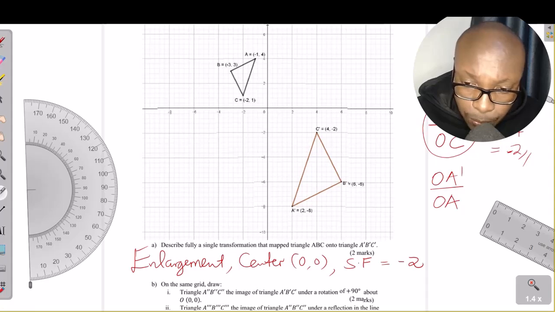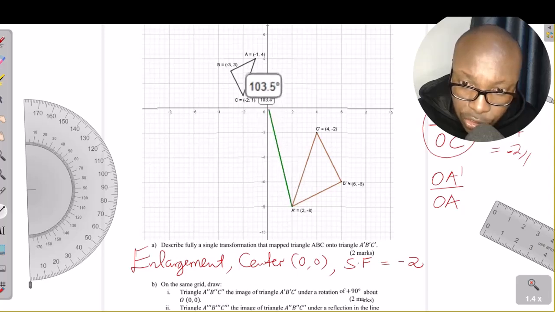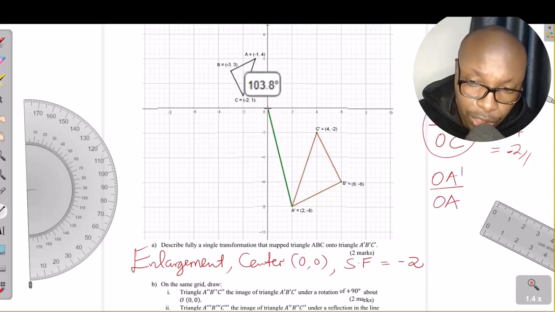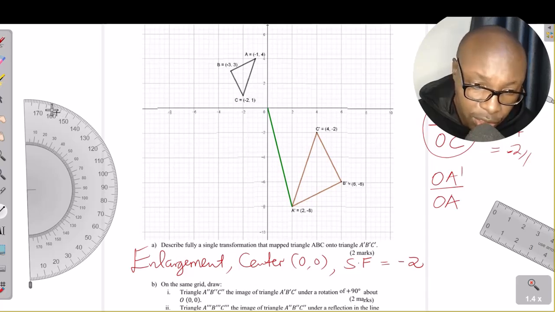So the first thing you do, you're supposed to join every point to the center of rotation. The center of rotation is the origin. So I'm going to begin with A. Point A is there. I join it to the center of rotation. Then from there, I want to rotate that through positive 90 degrees.